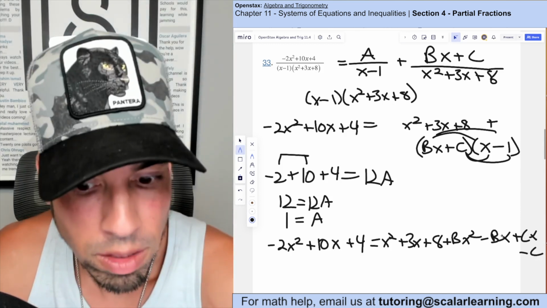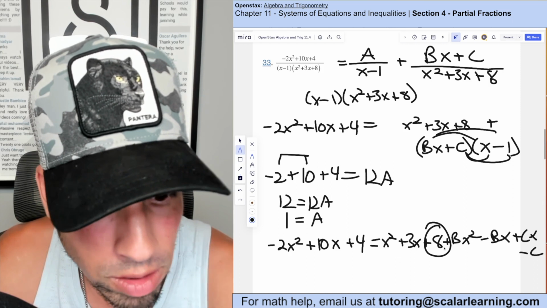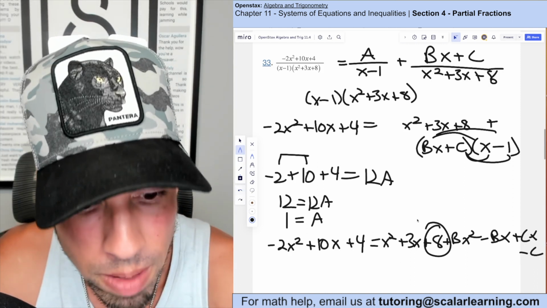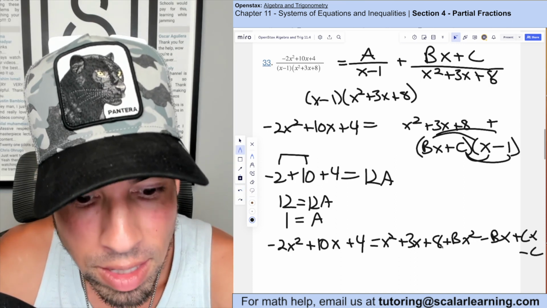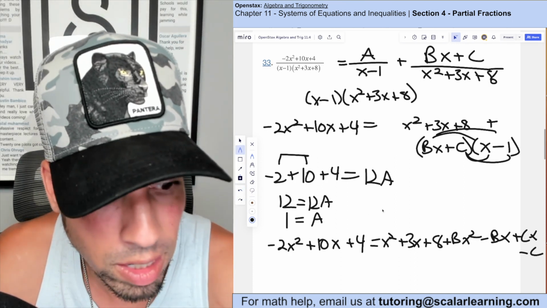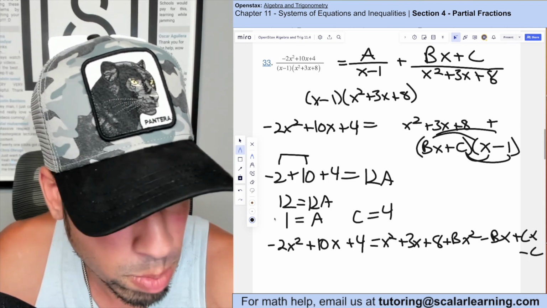Now, the first thing I want to look at are these nice constants, right? We have 8 and negative c should match up with this constant, right? So if that's the case, 8 minus what gives me 4? It's 4, right? So c, therefore, has to be 4. Let's box both of these.